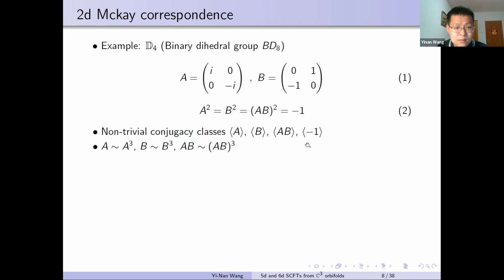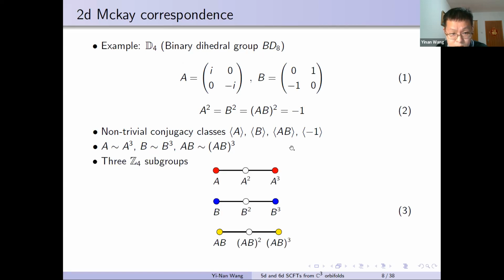Now let's figure out the maximal abelian subgroups of this non-abelian binary dihedral group. It turns out that there are 3 Z4 subgroups that can be drawn in this way. Here I omitted the trivial element. There's a Z4 subgroup generated by the element A, because A has order 4, so it's a squared, a cubed, and so on. In this picture, I colored the nodes depending on whether they are in the same conjugacy class or not. If they are in the same conjugacy class, they are colored with the same color, like the red one. In particular, for the white nodes, a squared, b squared, and ab squared all equal -1 times the identity matrix, so they are actually identified.